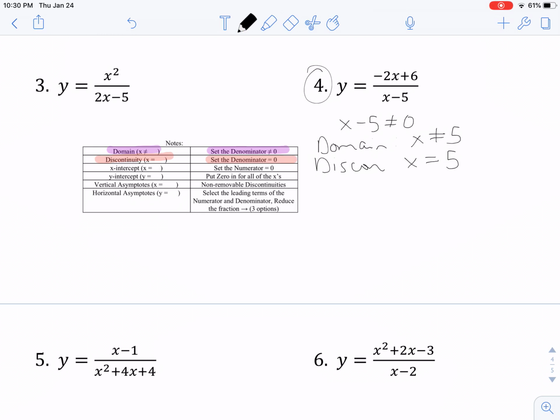Before we move on from discontinuities, we have to be able to say whether this is a removable or a non-removable discontinuity. So it'll ask, what is the type of discontinuity? You can look up your notes, and they're defined there. It's removable if there's a factor that's both in the numerator and in the denominator, because then it can cancel out. It can be removed. In this case, for x equals 5, there's not a factor of x minus 5 in the numerator, so this is called non-removable.